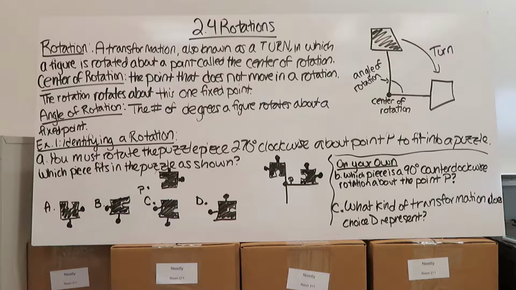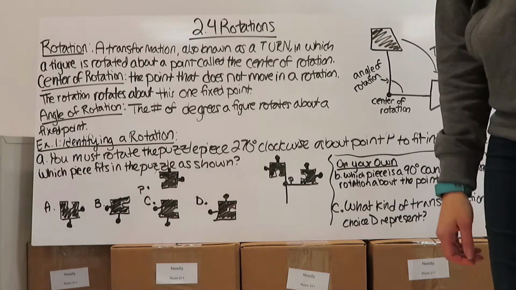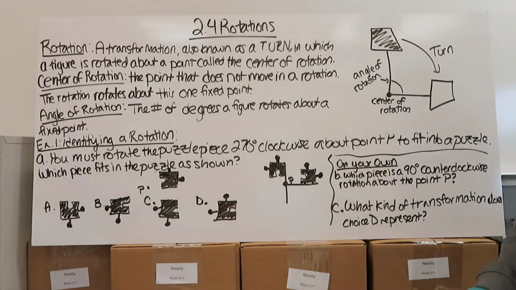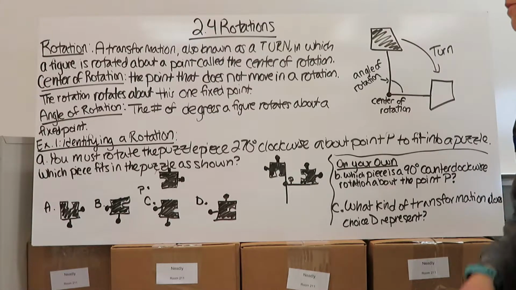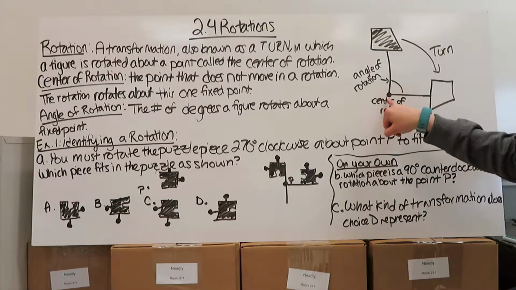Rotations. Rotation is a transformation, also known as a turn, in which a figure is rotated about a point called the center of rotation. So the center of rotation is the point that does not move in a rotation. The rotation rotates about this one fixed point. So right here we have our center of rotation.